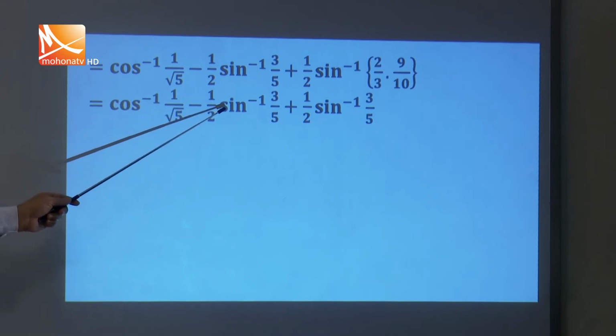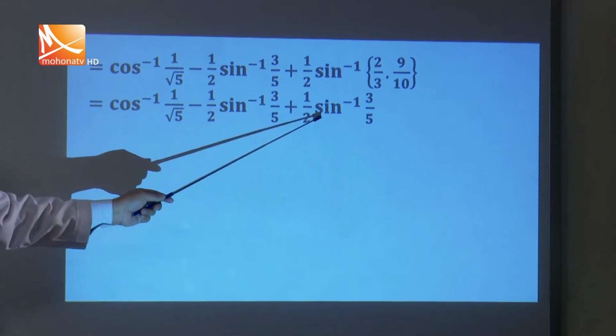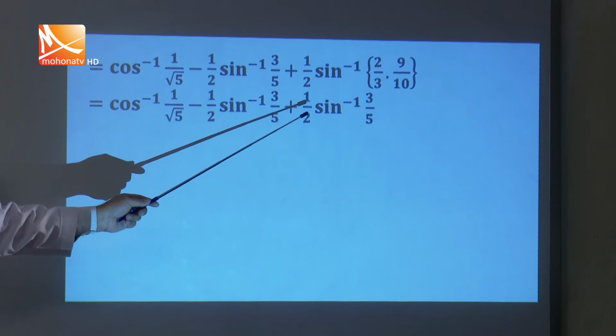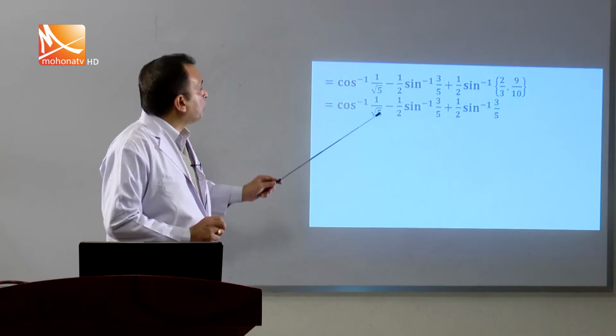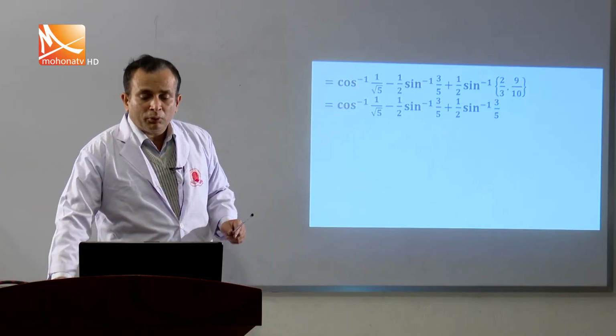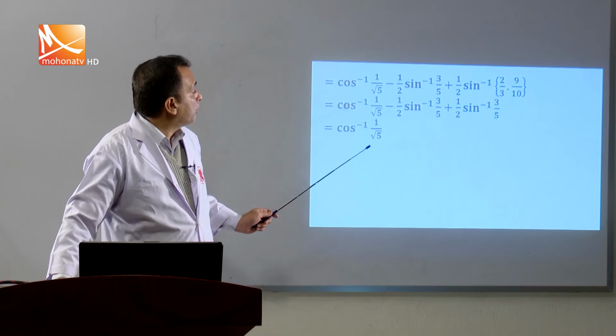So you just see that this part and this part are the same. Second term and third term are the same, so they will be cancelled. So ultimately the next line will be cos inverse 1 by root 5. Okay, we just see that cos inverse 1 by root 5.